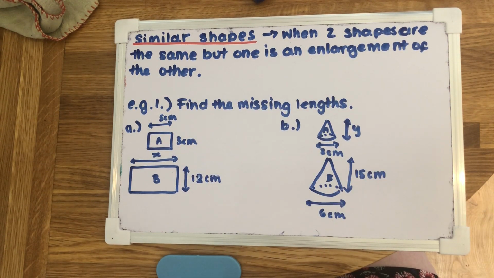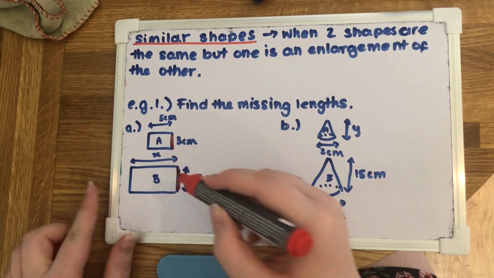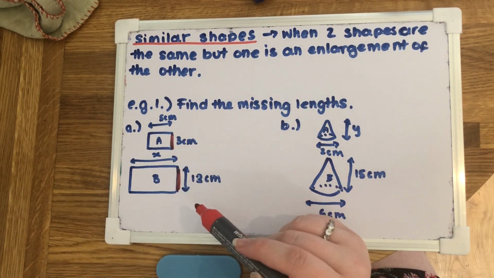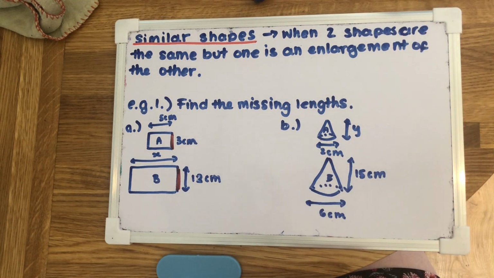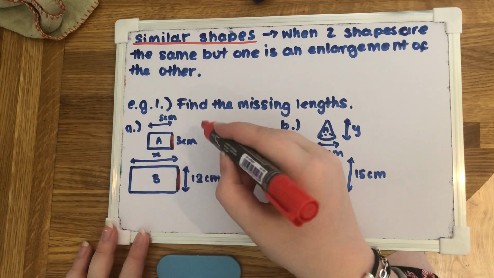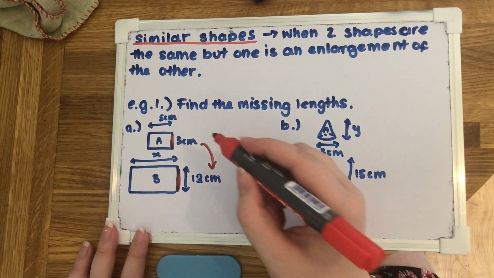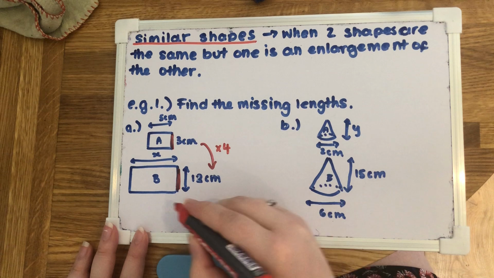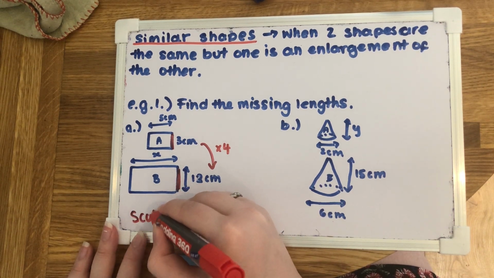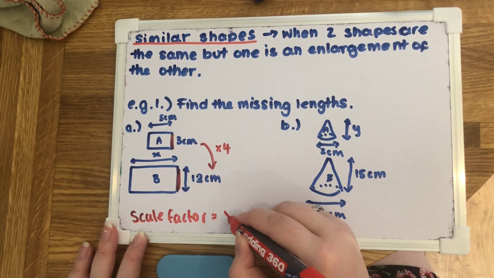What we do is we compare the two sides that are the same that both have values. So we know that this one is 3 and we know this one is 12, and they're the same side on the shapes. They're both the right hand side. So what we need to think is, what do we have to multiply 3 by to get to 12? Essentially you're finding the scale factor. So we would times by 4, because 3 times 4 would give us 12. I'm going to write down here, scale factor is 4.